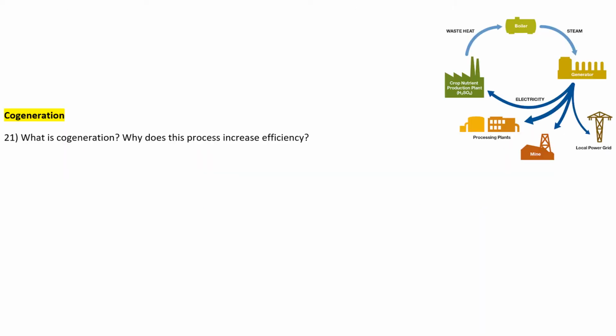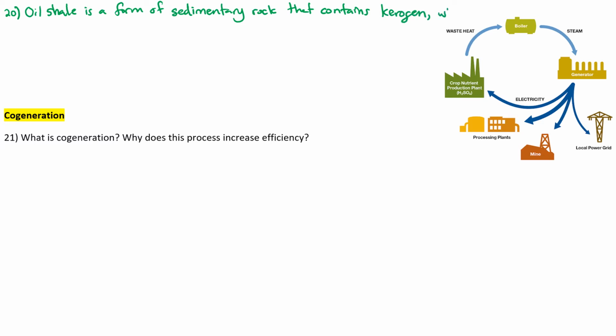Well, I didn't get to do 20 on the previous slide, so I'm going to do 20 now. So 20 is compare a tar sand to shale oil, or some environmental concerns of each of these. So oil shale is a form of sedimentary rock that contains kerogen, which is released as a petroleum-like liquid when the rock is heated.